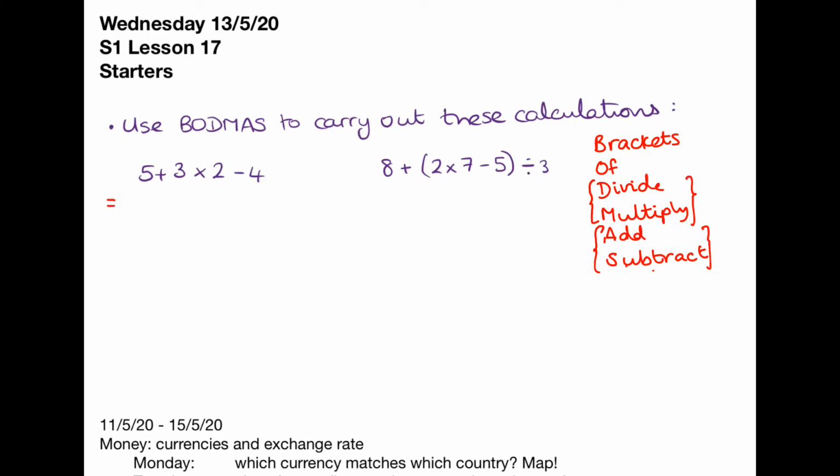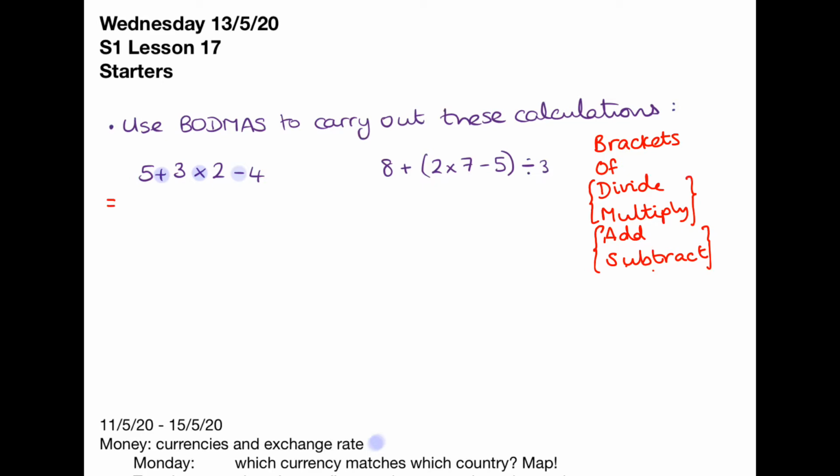So the first one, we can see we've got an add, a multiply and a subtract. Okay, so the thing that has to happen first there is the multiply. That comes first in our BODMAS list. So that's the first thing that we've got to do. So when we're looking at the multiply, what we're looking at is 3 times 2. So we have to do our 3 times 2 before we do anything else.